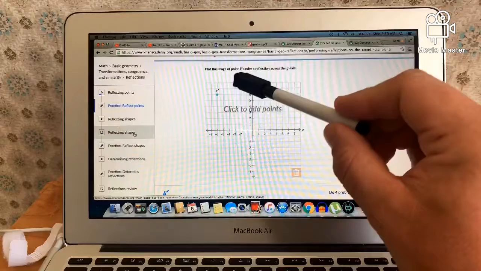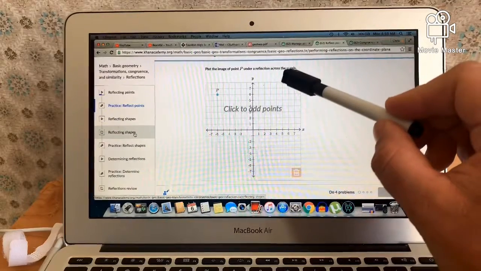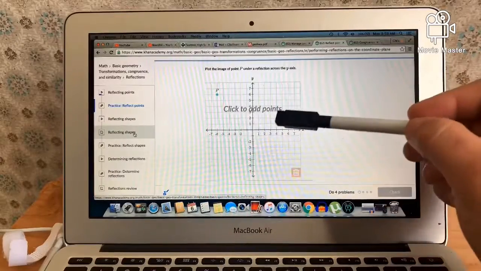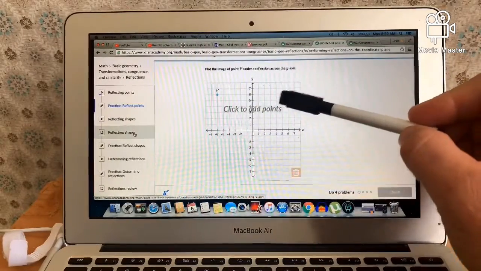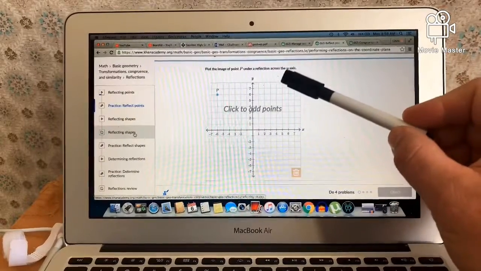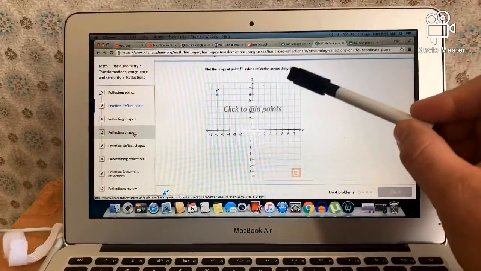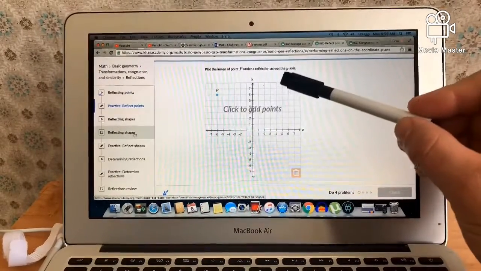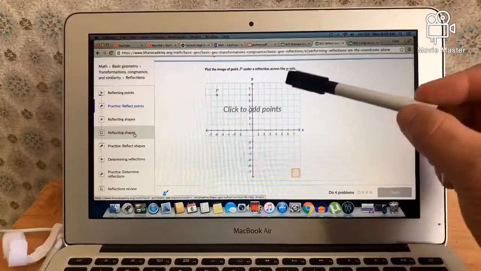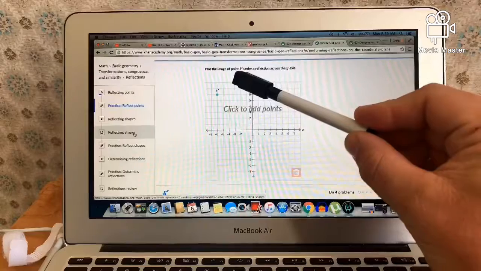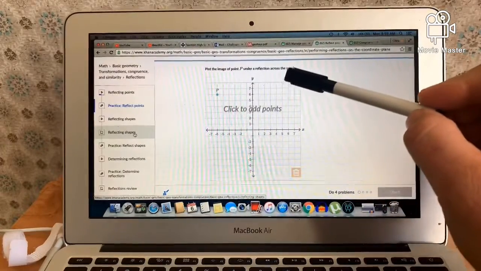A lot of times students will read the question, but they'll always assume it's the x-axis, and they'll always want to flip over the x, or the other way around, they'll always assume it's the y. Okay, so sometimes it is the x, sometimes it is the y, but you've got to read it. If you don't read it and you don't specify which one it is, you're going to get it wrong. You can do everything else right, but if you use the wrong line of reflection, you're going to get it wrong. So plot the image of point P under a reflection across the y-axis.